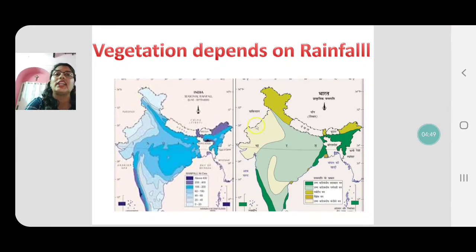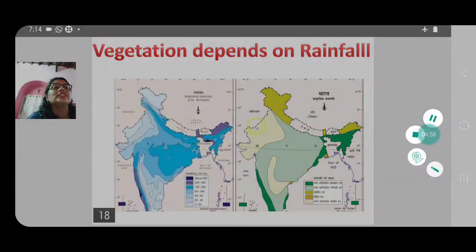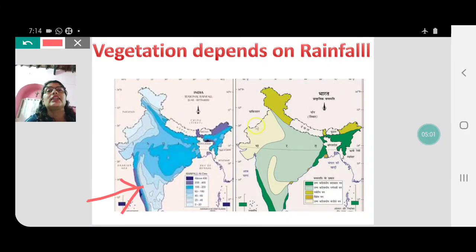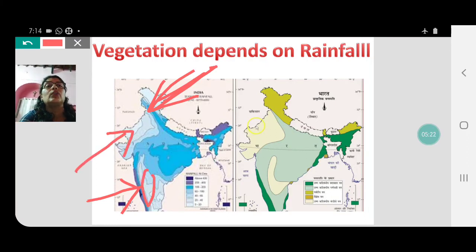Keep in mind, vegetation mainly depends on rainfall. Now look at the rainfall and try and identify what we just studied. The western side of India, this part here, the western side of the Western Ghats, get very heavy rainfall. This part here receives heavy rainfall. Northern part of India receives very low rainfall, but they receive snowfall. Western region, low rainfall, moderate rainfall. So depending on rainfall, we have just understood what type of forests are found.